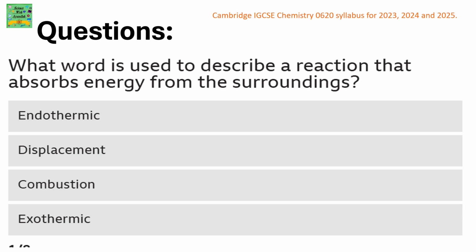Here are a few questions. I'll be reading out the questions and explaining wherever needed and giving hints. However, I prefer you try these questions out and check the answers at the end of the video. The first question says, what word is used to describe a reaction that absorbs energy from the surroundings? It means energy is being taken inside, it's utilizing or absorbing the energy.